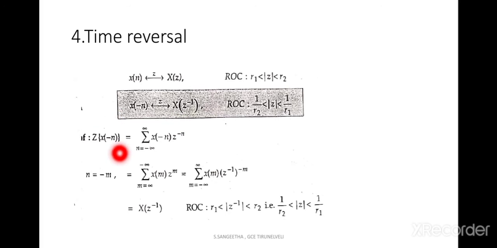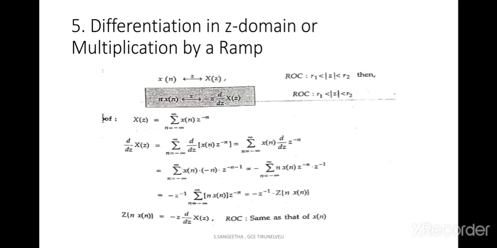So here we have a proof. We substitute the value of x(n) as x(-n). Next we take n equal to -m, so we substitute n equal to -m in this equation. We are getting the answer as X(z^-1). Hence the theorem will be proved.